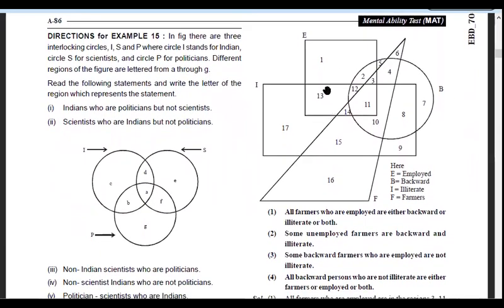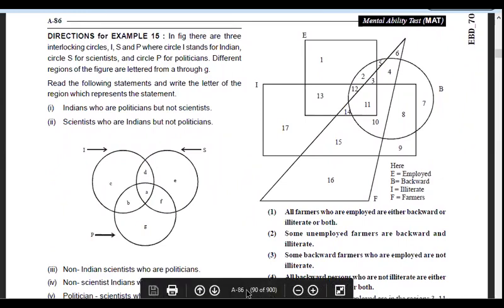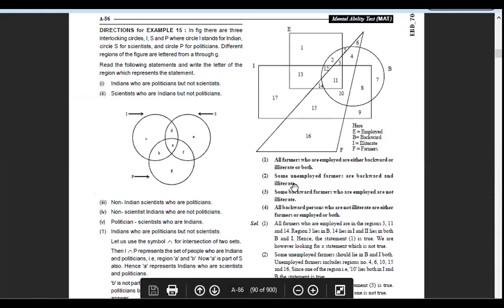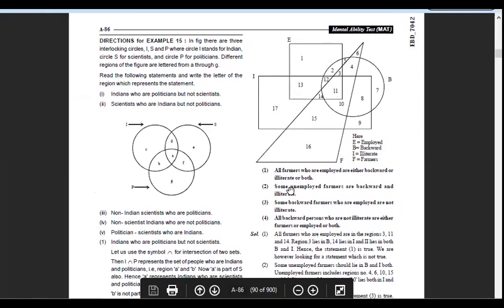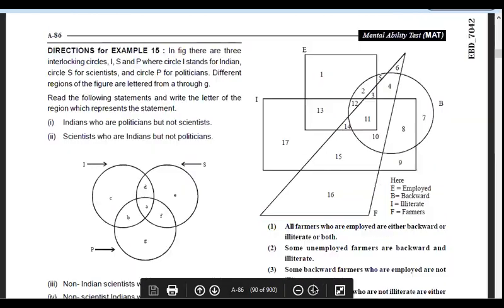Now, this is another type of problem. Wait, I'll just reduce. Okay. Can you see it now, everyone? Is it too small or can you see it?